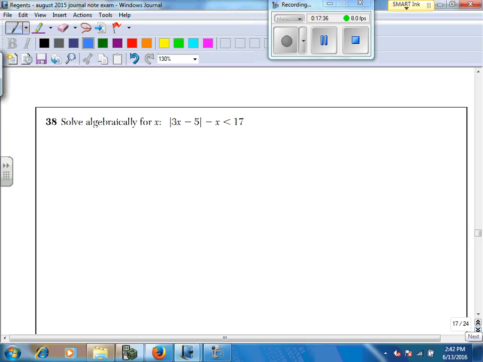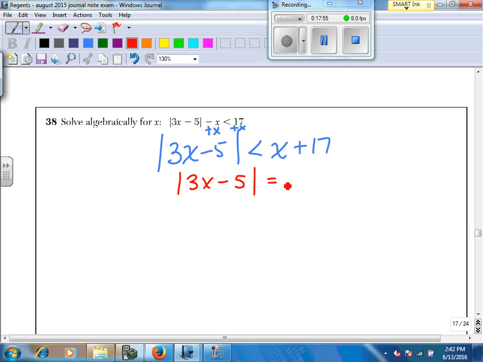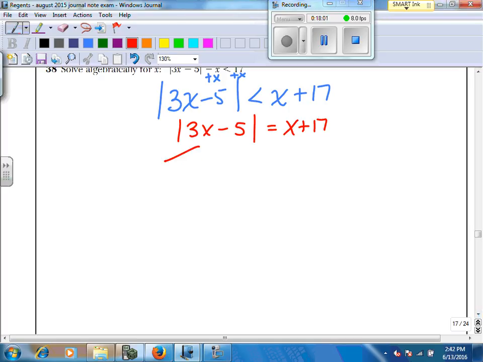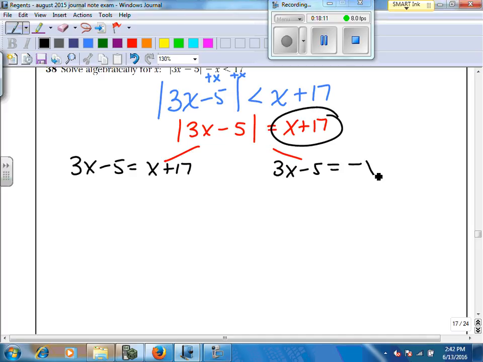38 is an absolute value inequality. First things first, we got to get the absolute value isolated, which means I have to add the x. So we're going to get less than positive x plus 17, or 17 plus x if you want to write it that way. And then we're going to treat this like an equation so that we can find our critical values. Once we know our critical values, then we'll put those on the number line and do some test points. So we need 2 cases here. One that's the same, and one that's equal to the opposite of this, negative x minus 17.